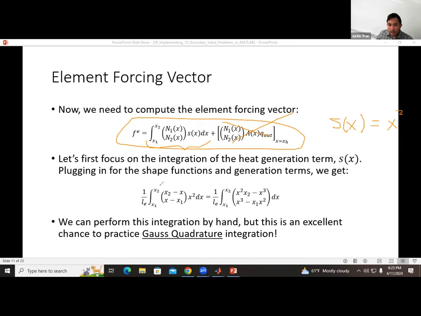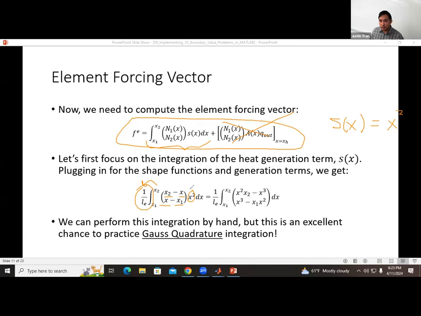So we plug everything in, and we know N1 of x is 1 over Le times (x2 minus x). And then N2 is (x minus x1) divided by Le. We have that length of the element, the Le, comes out in front. And then all we're left with is x2 minus x, and then x minus x1. And then we have our thermal generation function x squared.